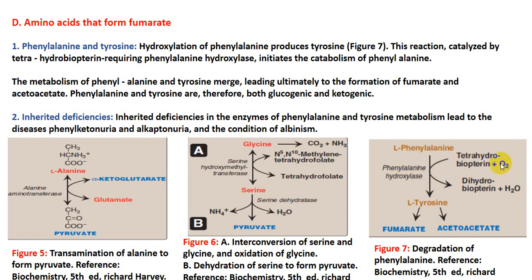One atom of molecular oxygen is used to form the hydroxyl group of tyrosine, while the other atom is used to form water. Tetrahydrobiopterin can be regenerated from dihydrobiopterin when reduced. Tyrosine can then be converted to fumarate and acetoacetate.